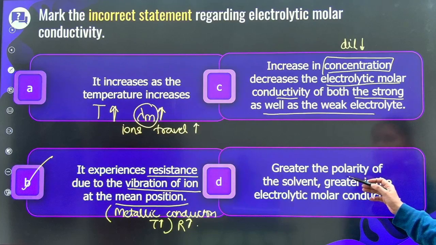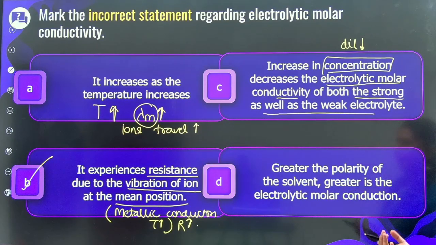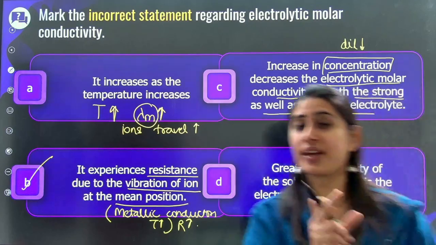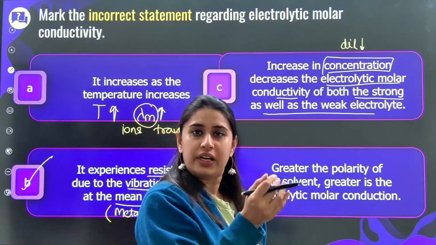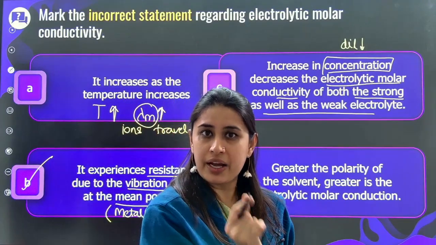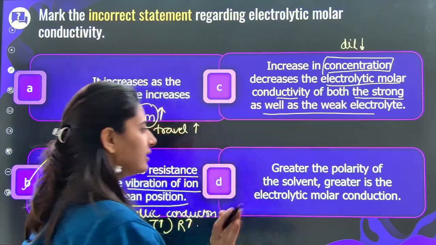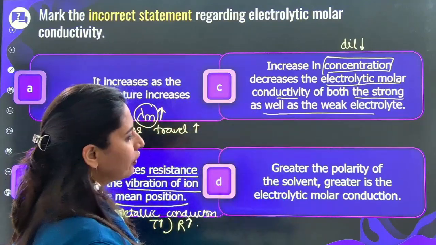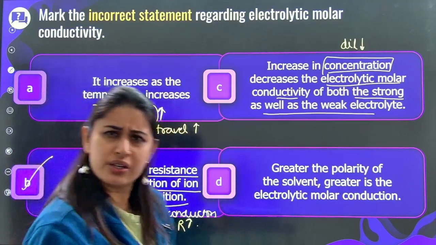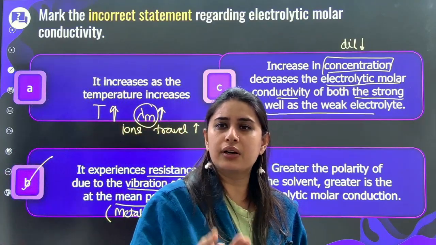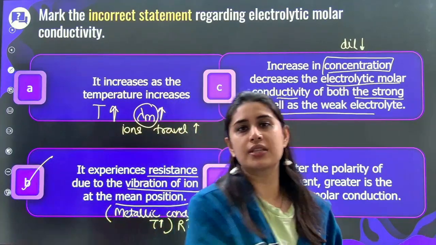Now, greater the polarity of the solvent, greater is the electrolytic molar conduction. That's where I said the role of another constant comes into the picture. So solvent also has a constant. When we study the Debye-Huckel equation, there is a B also in that equation, which we don't study, but we just understand it through this. Greater the polarity of the solvent, think of water, greater the electrolytic molar conduction. The more the polarity of the solvent, the more it is going to assist in the conduction.